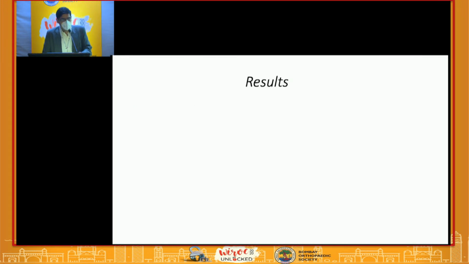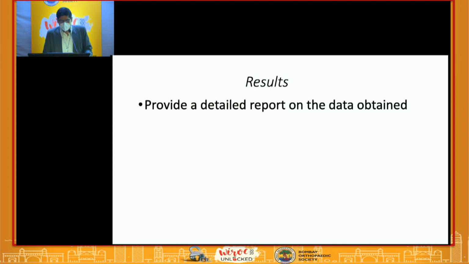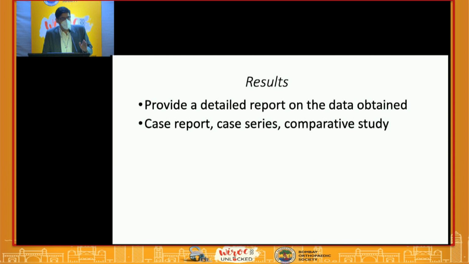So now we come to the results. How do you kind of look at the results? So you have to provide a detailed report on the data obtained. It's obviously going to differ. It's obviously easiest to write a case report because there's just one case. You're looking at what you've done for that patient, and then you're following it up, and you're seeing what happens. So that's the simplest thing to write, probably the best way to start for someone new.